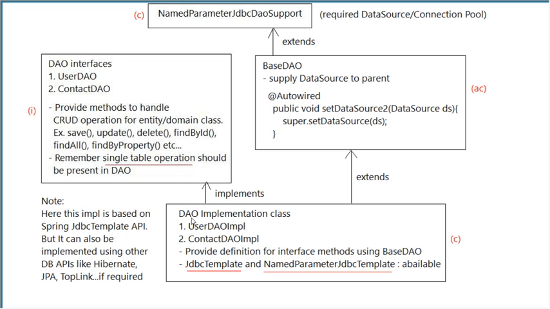Now let's talk about the implementation. It's time to implement the DAO interfaces with the help of the base DAO support. We are going to extend the base DAO support, and this will be a ready-to-use object, and we will implement the interfaces here. So implementing the interface through the base DAO class. The implementation classes will be UserDAOImpl and ContactDAOImpl, and the great part is you can make the implementation using JDBC template or named parameter JDBC template. Actually we are using NamedParameterJdbcDaoSupport, but don't worry, you will get support for both, JDBC template as well as named parameter JDBC template. This is the overall arrangement I'm going to use here.